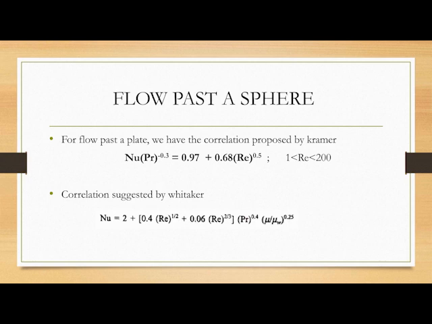So we have another correlation which was suggested by Whittaker. Here it says Nusselt number equals 2 plus the whole bracket 0.4 multiplied by square root of Reynolds number plus 0.06 multiplied by Reynolds number to the power 2 by 3, whole multiplied by the Prandtl number to the power 0.4 multiplied with this ratio of mu.